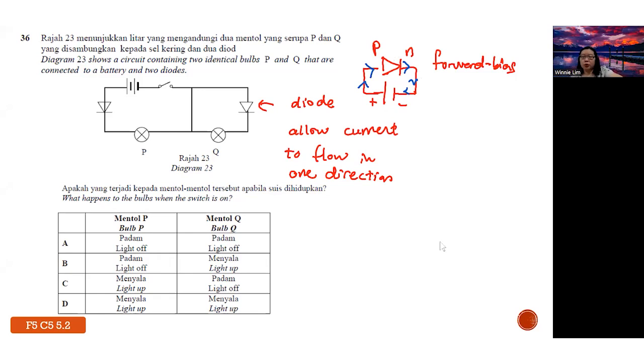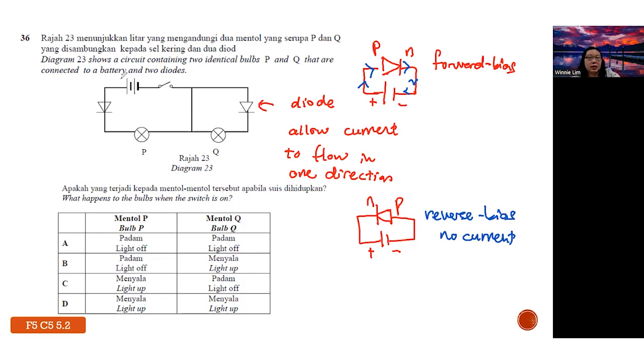But if you reverse the direction of the diode, same circuit but my battery doesn't change, then this is N, right? But this is positive, this is P, this is negative. Then no current can flow. So in this circuit, no current. And we call this what? Reverse bias.